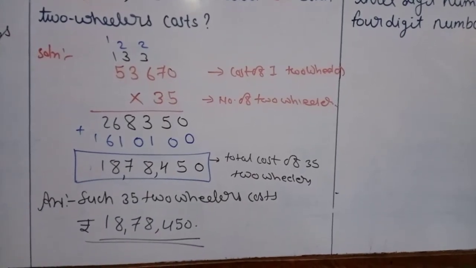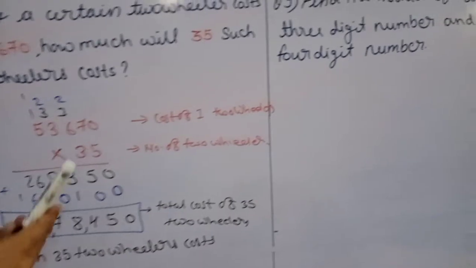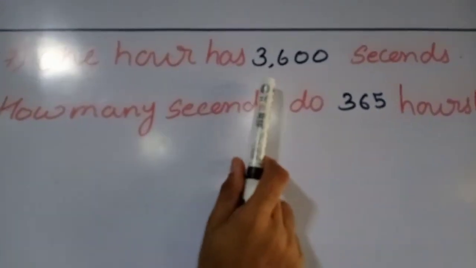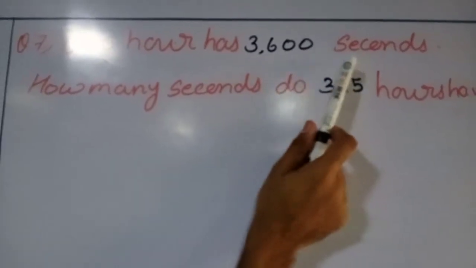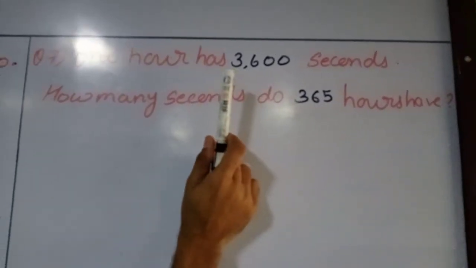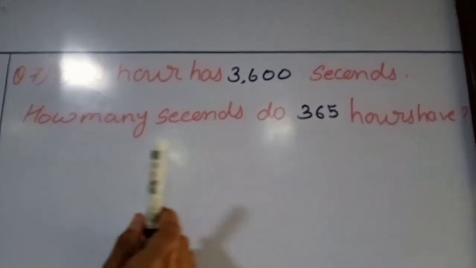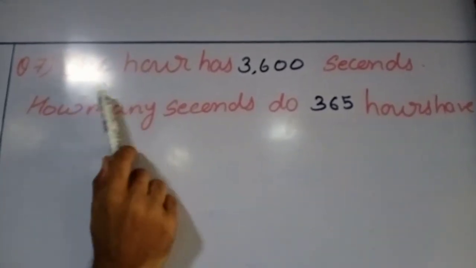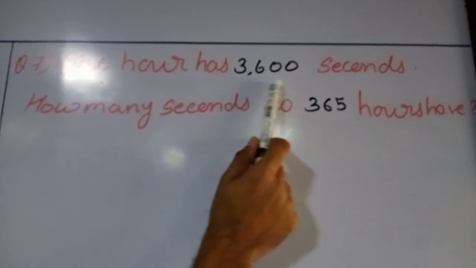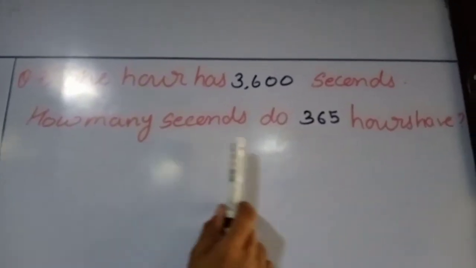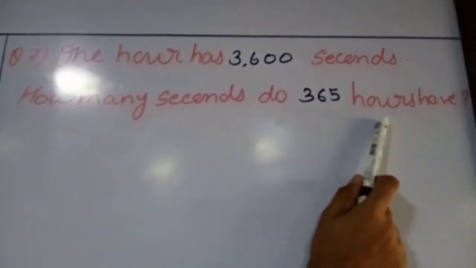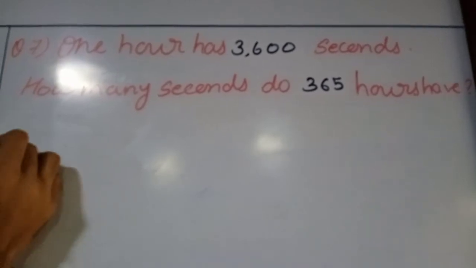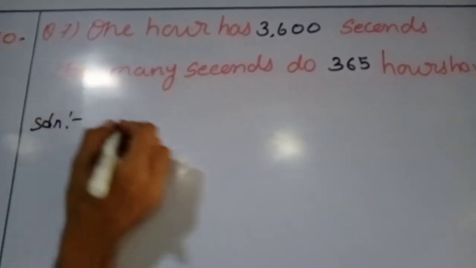Now move to the next question, that is sum number 7. 1 hour has 3600 seconds, that we all know. In 1 minute we have 60 seconds and in 1 hour we have 60 minutes. So in 1 hour we have 3600 seconds. How many seconds do 365 hours have? That is nothing else. We have to do the multiplication.